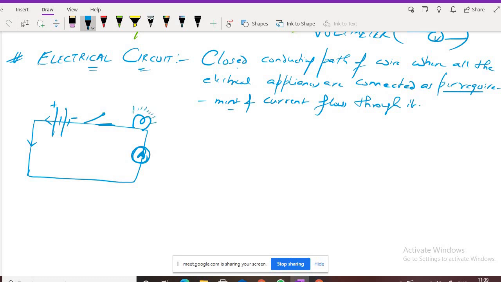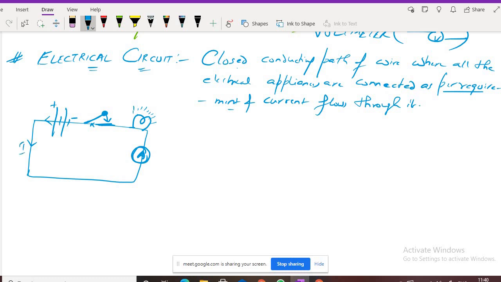Okay, this is not a closed circuit, my dear. This is still not a closed circuit because here you can see that the switch is open. So here there is nothing, the space is empty. So what will you do? You will close the switch like this. If you close the switch, then what will happen? The circuit will become closed and current will flow like this.